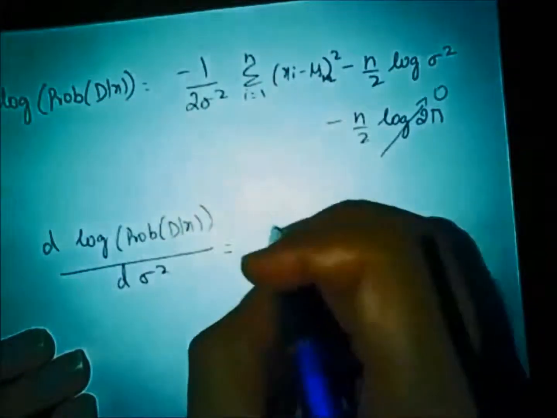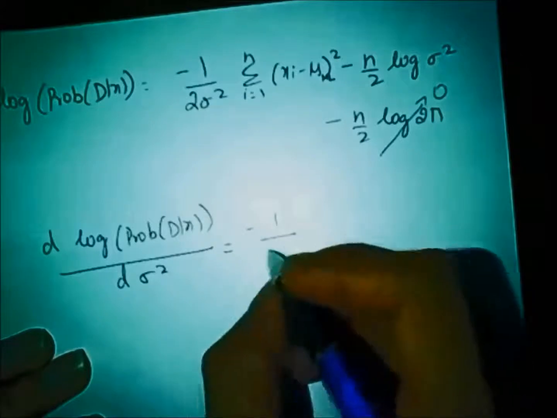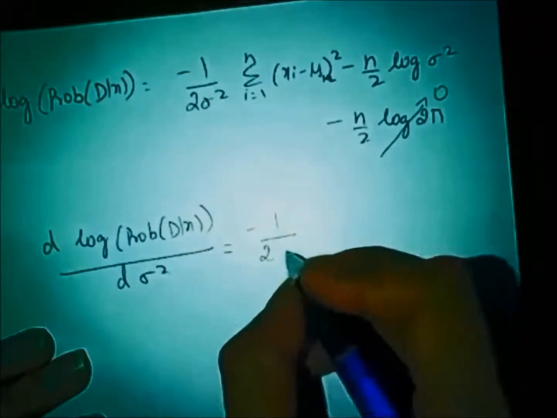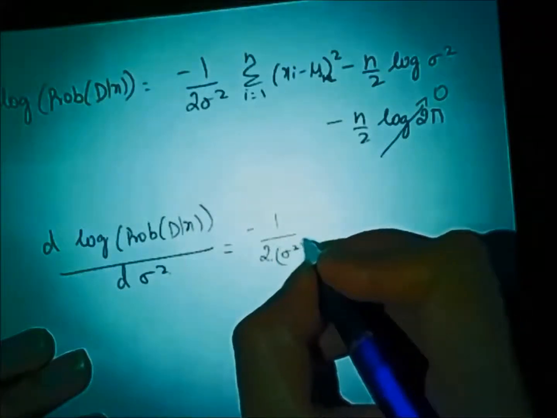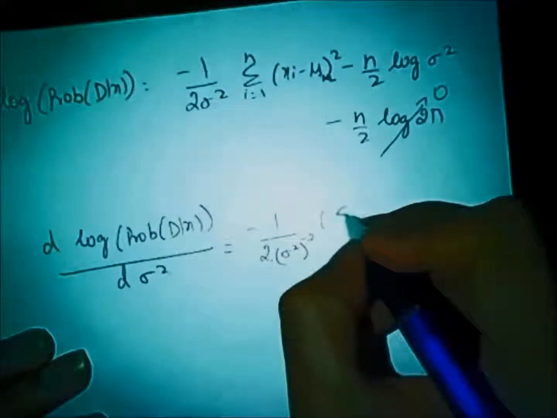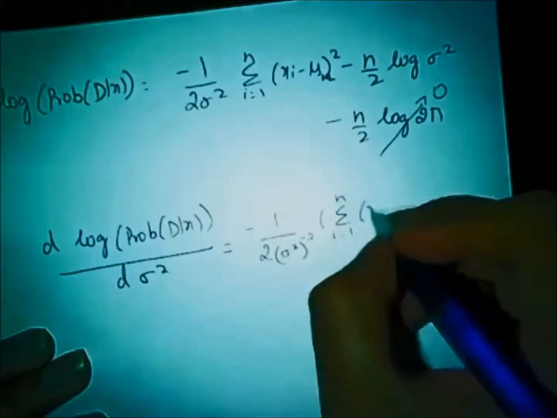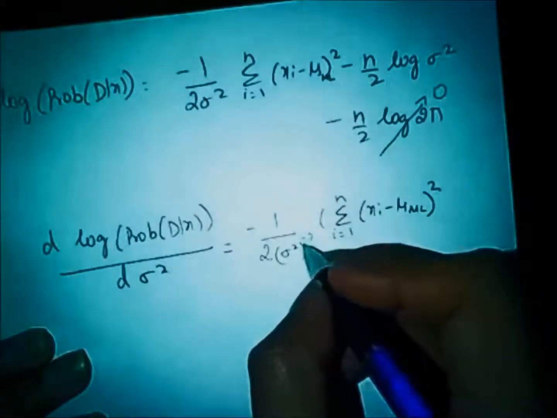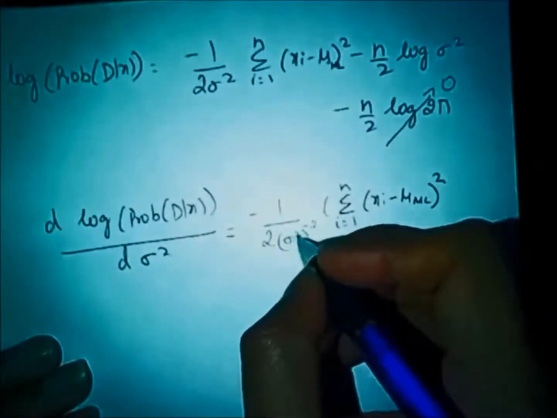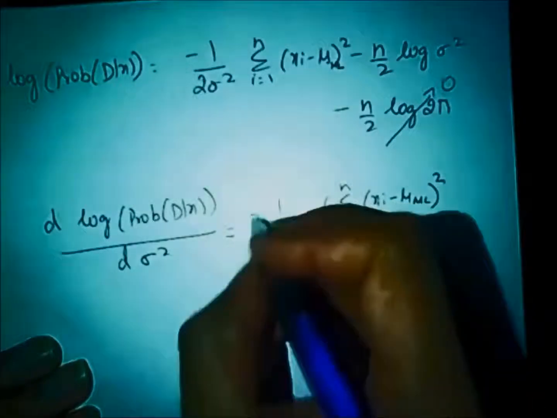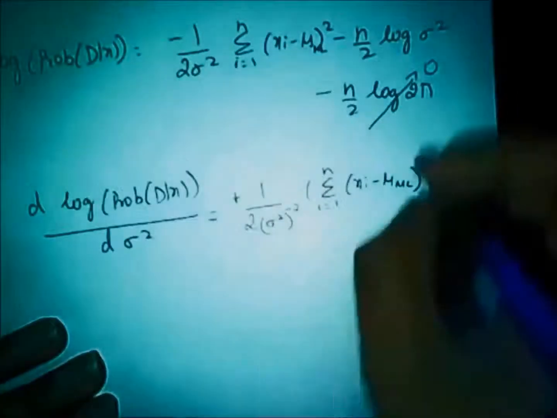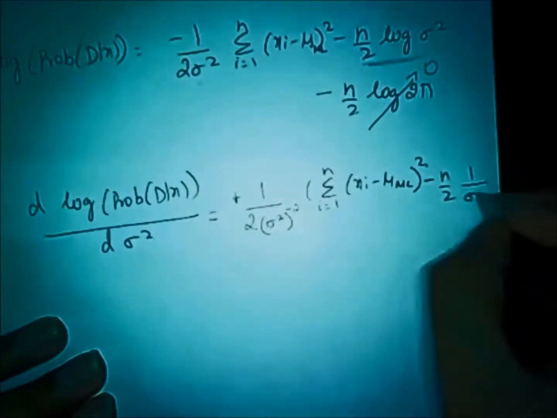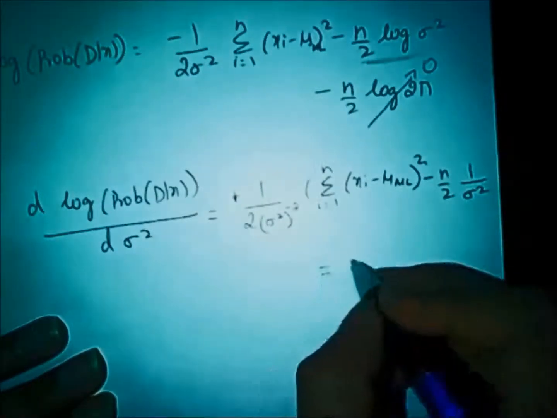So this is going to be negative 1 over 2, and I have a sigma squared here, so I'm going to get sigma squared to the minus 2 into the sum over i equals 1 to n of xi minus mu ml the whole squared. And since I differentiated with respect to sigma squared, this negative sign is going to become a positive sign. And this term would become 1 over sigma squared. And I'm going to equate it to 0.